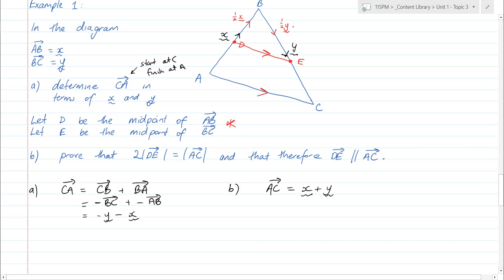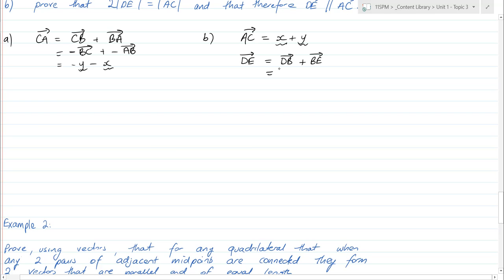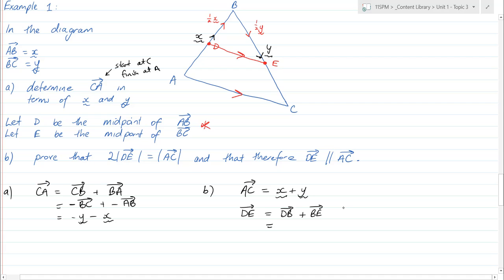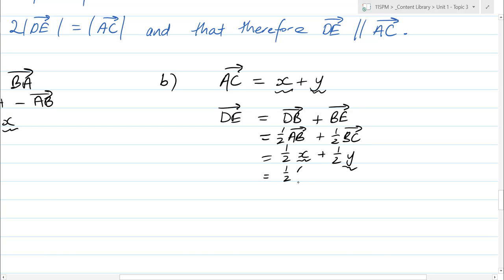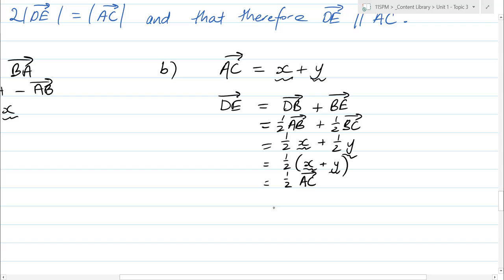So this is a pretty easy question when you break it down like this, because that means that DE is equal to DB plus BE. Again, I'm going to do this a slightly slower way, and I want to do it so it's got the diagram in there as well, but that's going to be tricky-ish. But I'll try. DE is DB plus BE. But we know that DB is half of AB, because that's what we're told in the question. And we know that BE is half of BC, because we're told that in the question. And that's equal to a half x plus a half y. And then that's equal to a half of x plus y, which is equal to a half of AC. And therefore 2DE is equal to AC, as required.